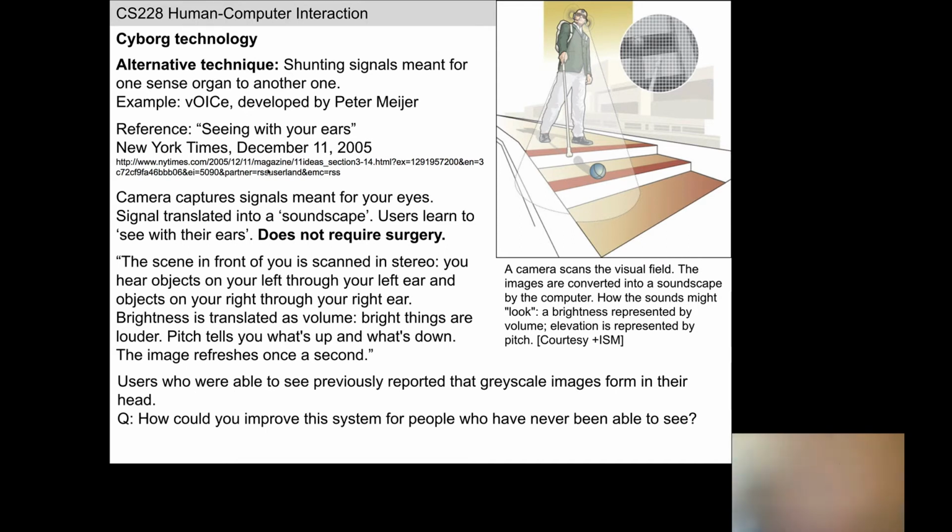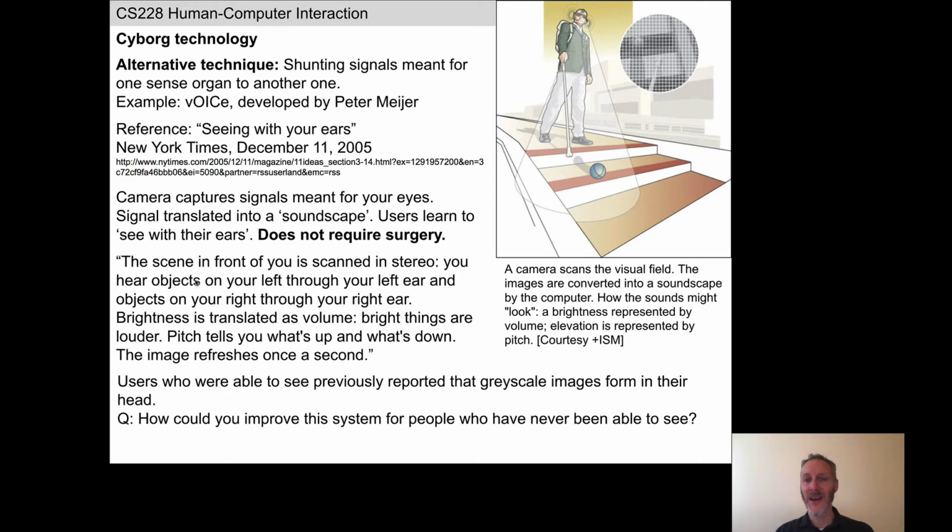That's better. Okay, so they create a series of auditory metaphors. We spent a lot of time in this course talking about visual metaphors. Here we have a visual signal that is translated into an auditory metaphor.